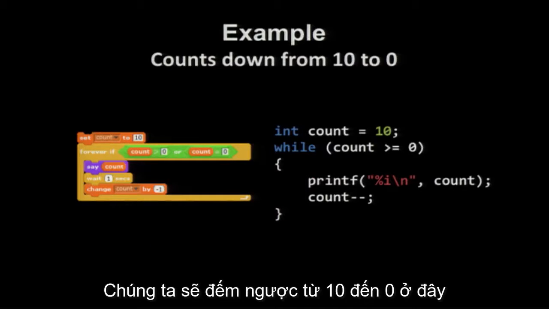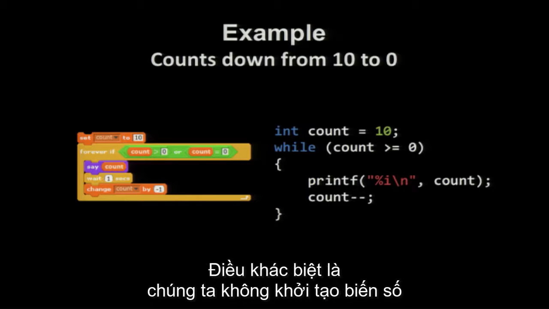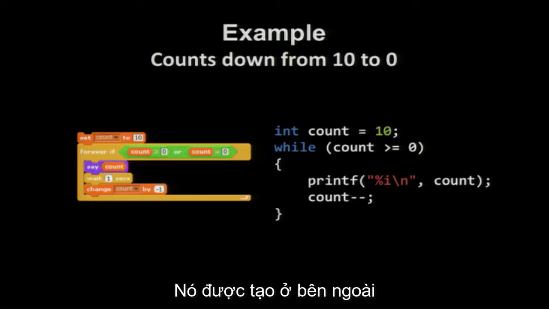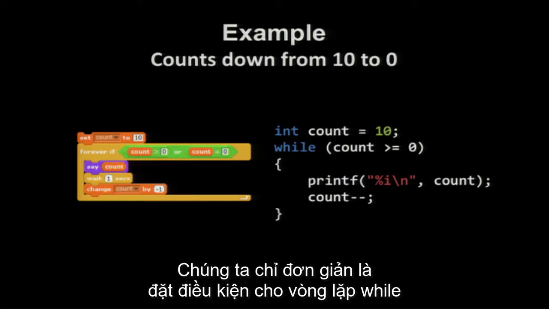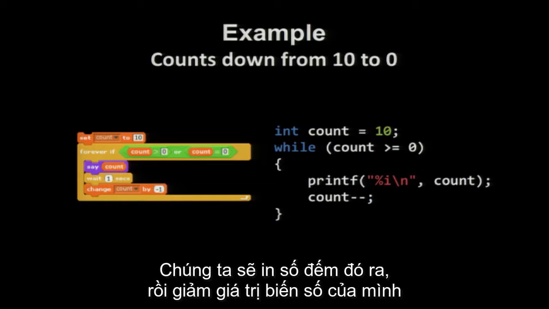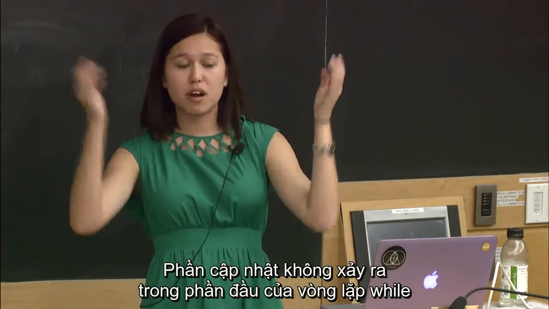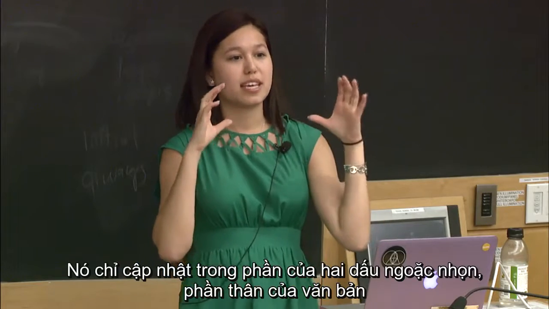Cool. So this one is a countdown from 10 to 0. As we see here, we initialize some counter outside of it. One thing that's different is we're not initializing our variable within our while loop. It's initialized outside of it. We are simply putting the condition in for our while. So in this case, it's while count is greater than 0. We print out what our count is, and then we decrement our variable. That's also another thing to notice: our update doesn't happen within that first part of the while loop. It will actually happen within the braces, the body of your loop.